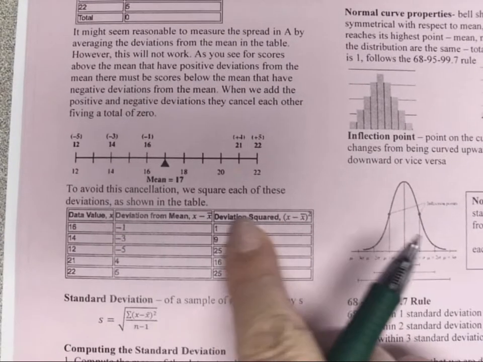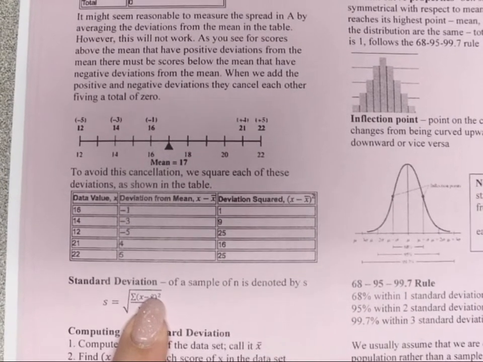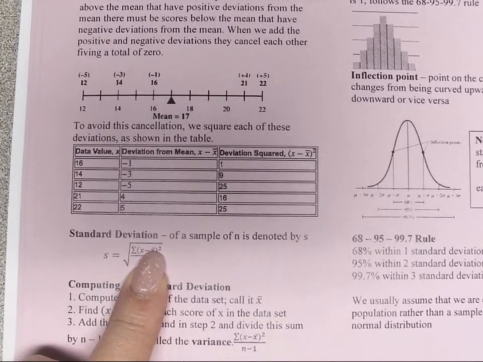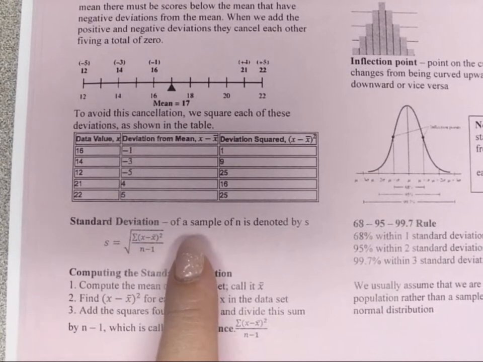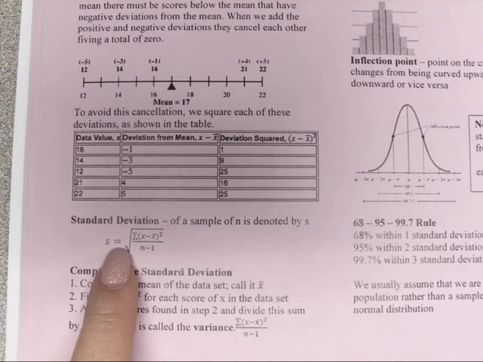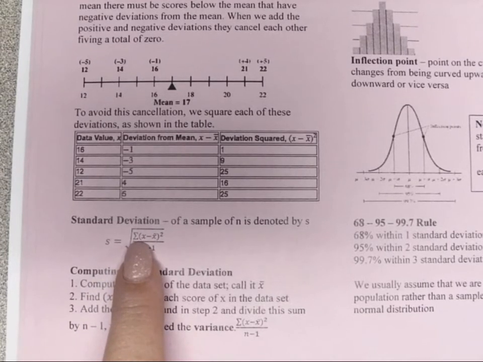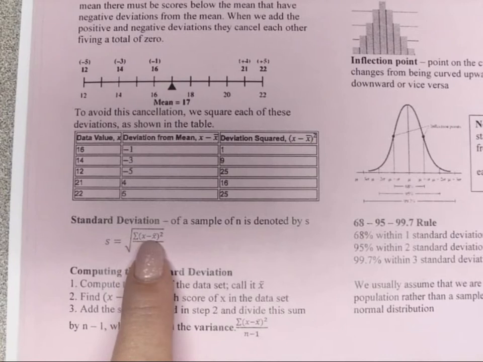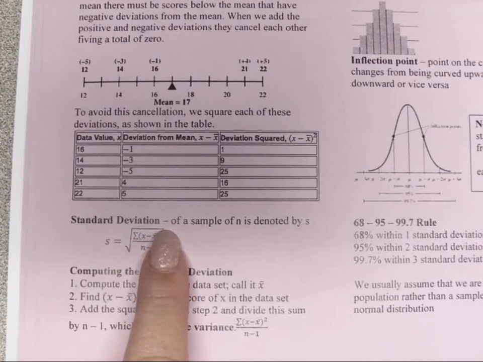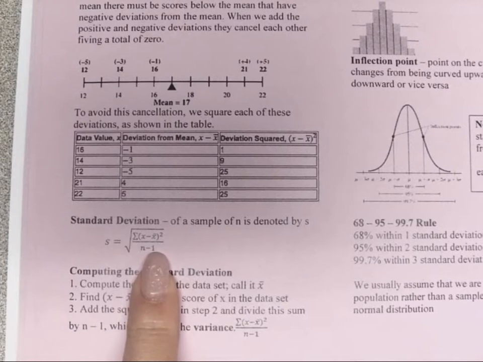Now we'll use this data value here, the deviation squared, in our standard deviation formula. The standard deviation of a sample of size n is denoted by S and is equal to the square root of the summation, there's our summation symbol again, which means we add them all together, of (x minus x bar) squared, and then we take away one from our value of n.